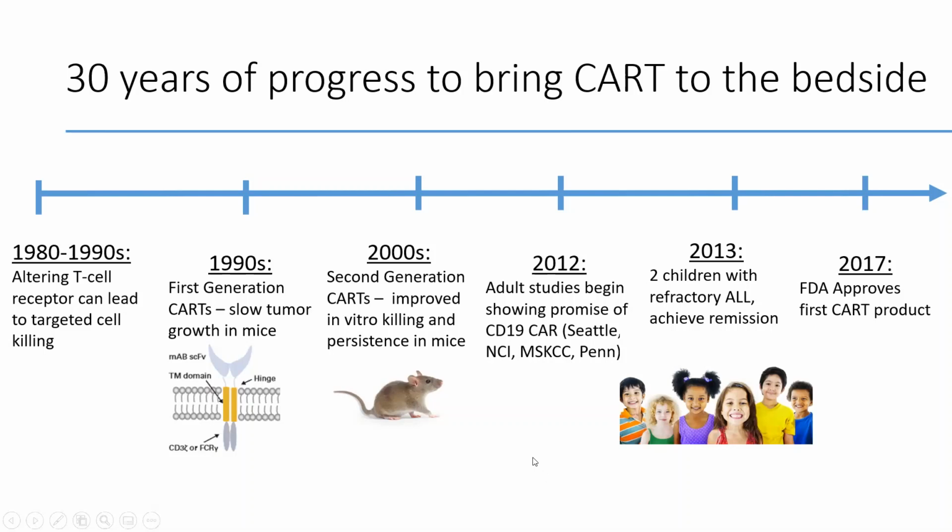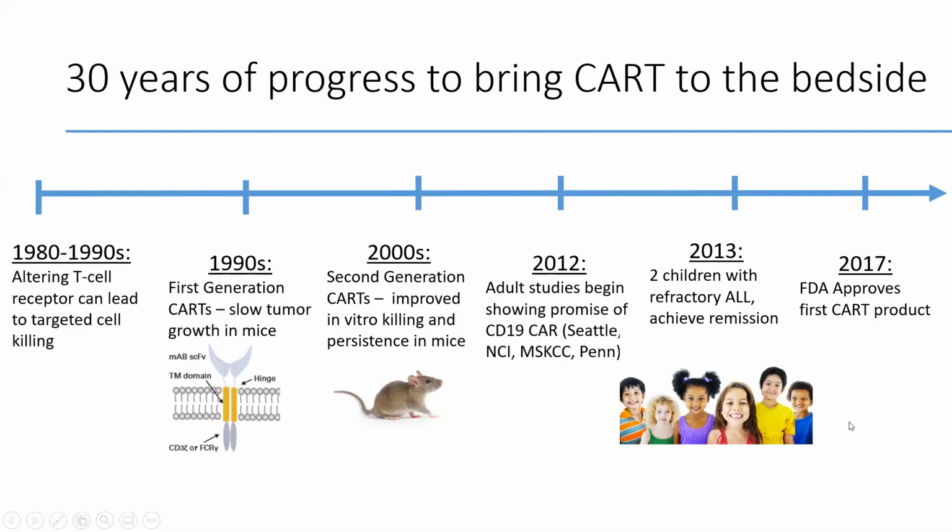In the early 2000s, first generation CAR Ts underwent additional changes that vastly improved cell killing in vitro, and the cells were able to persist in mouse studies. So they did the mouse studies. Then in the late 2000s began the first human research using CAR T, and the first studies began showing the promise of CAR T therapy in adults with B cell malignancy.